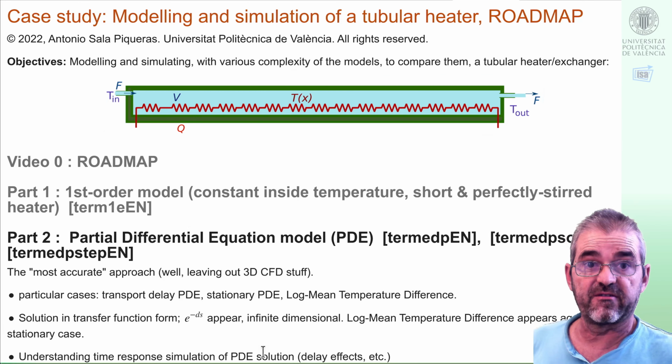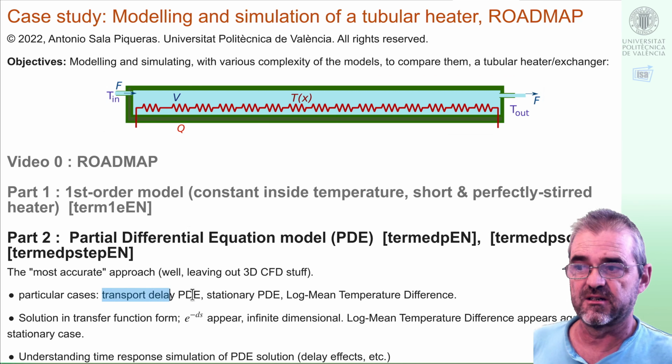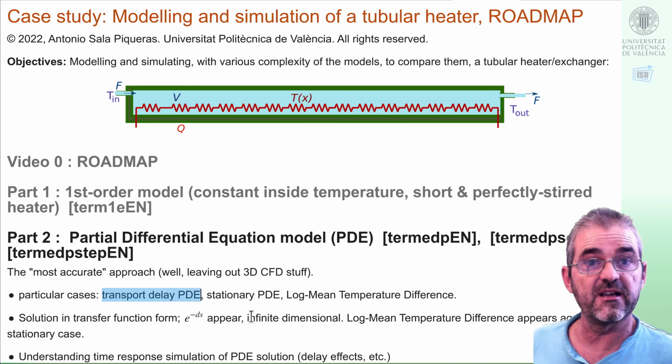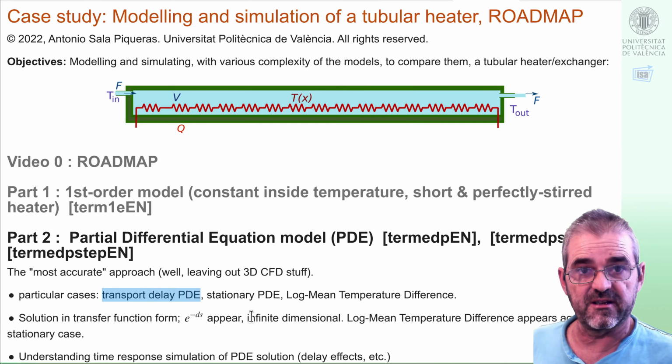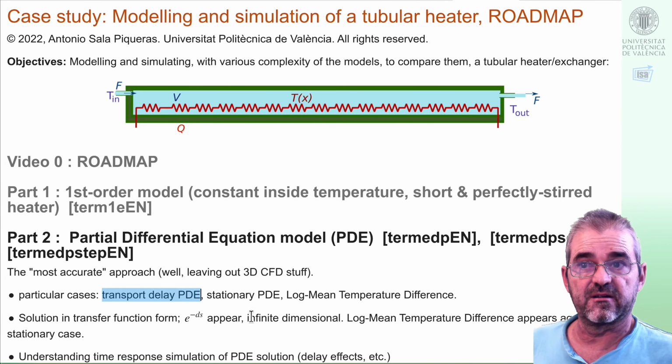Then we will have famous particular cases, such as the transport delay partial differential equation. If the pipe is perfectly insulated and the heater is turned off, so the temperature at the outlet is just the temperature at the inlet some time ago.